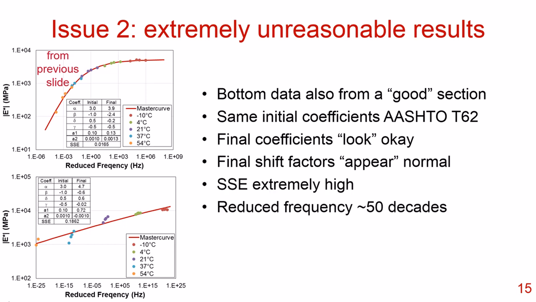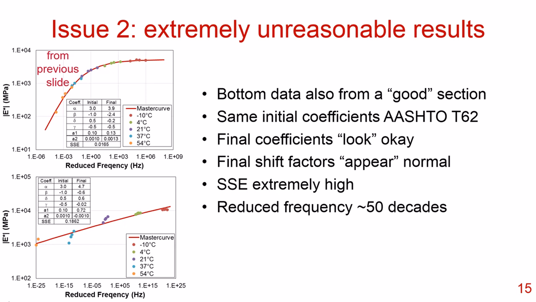But take a look at the SSE. The SSE is extremely high. It's 0.186, which is greater than 10 times higher than the SSE from the other data. And that reduced frequency is 50 decades. It goes from 10 to the -25th all the way up to 10 to the +25th. And those isotherms are not overlapping at all.